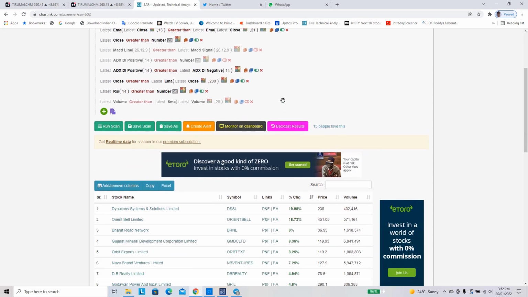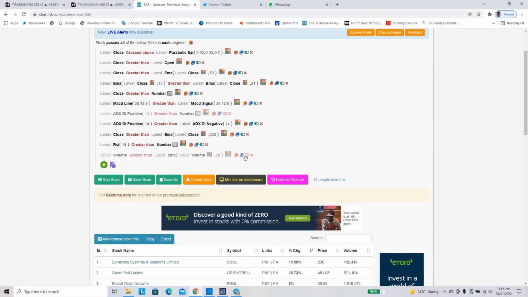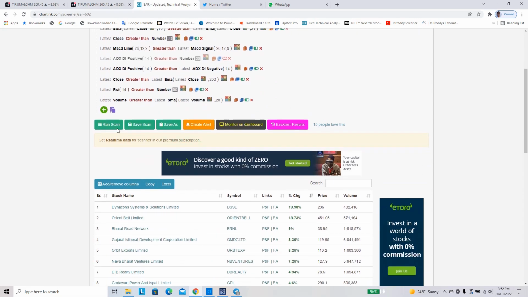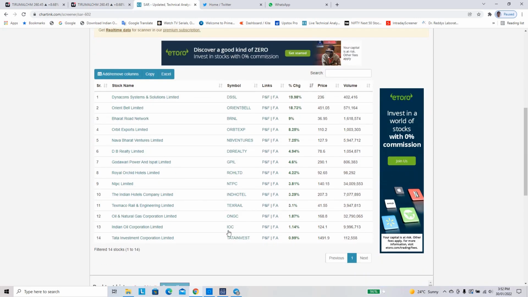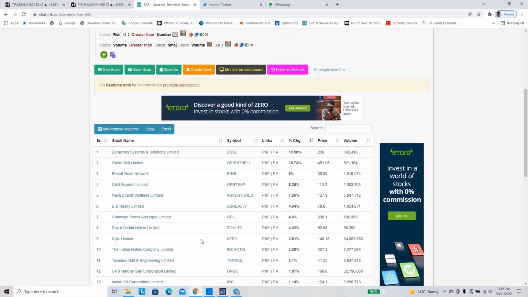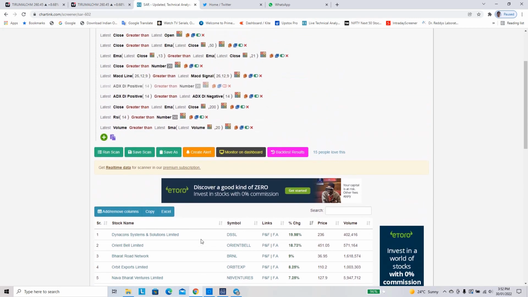So now let's see MACD enabled and volume also enabled. What is the difference? See now, again 3 more stocks have been reduced. So now we are getting 14 stocks. That means those 3 stocks which we got when we enabled the MACD have been reduced because their volume was not crossing the average of 20. So basically again the same logic.